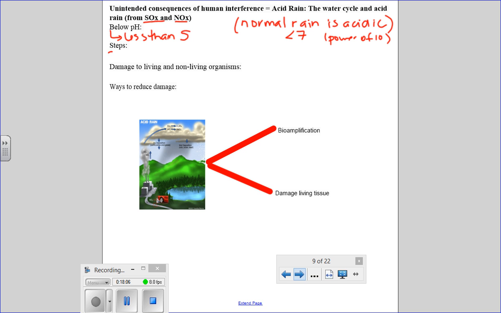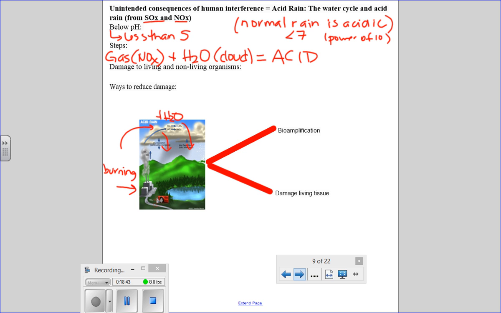What are the steps? My gas, so for example, my nitrogen oxide, mixes with water that is usually in a cloud somewhere to produce acid. That is the short, brief version. So if you take a look at my picture down here, here's my factory. What we're doing is we are burning things, generally, and that's how we're producing those gases. The gases come up here, mix with water that's in the atmosphere, and then my acid rain falls.